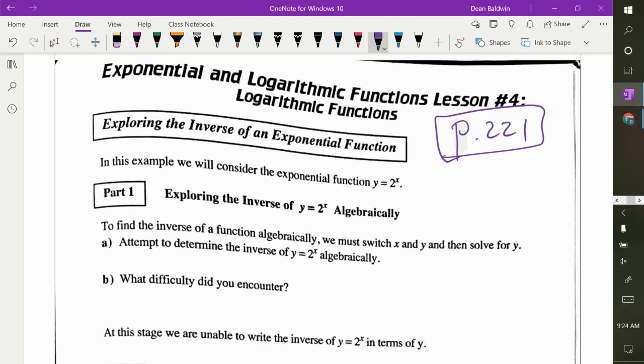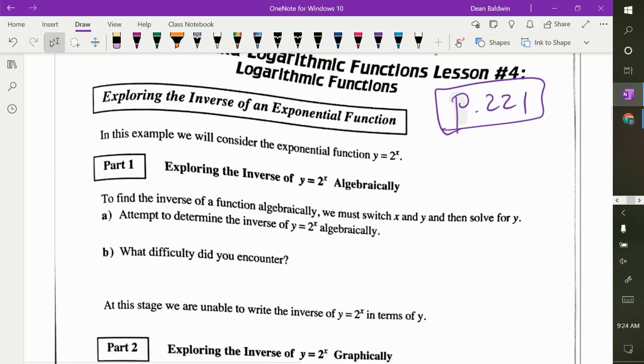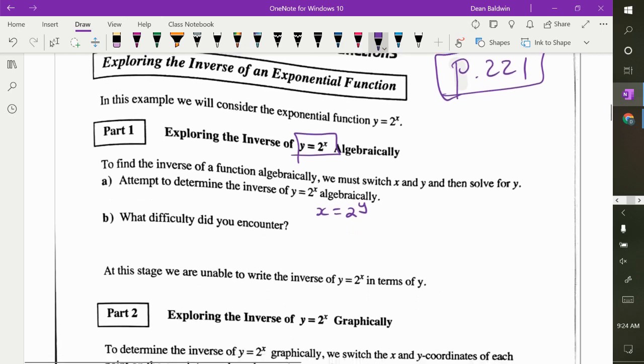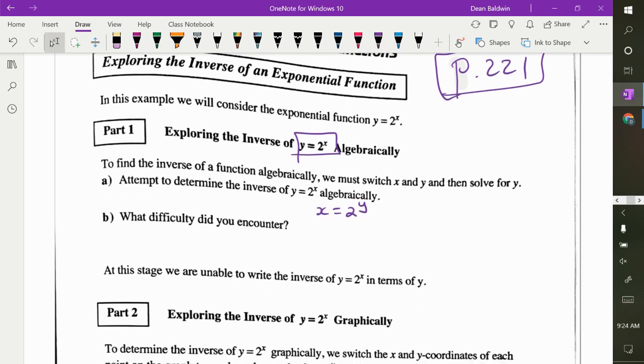So, if we have y is equal to 2 to the power of x, and I say find the inverse. How do you find the inverse of an equation? You flip x and y. So we flip x and y. We get x is equal to 2 to the y. And then what do? Okay, so you solve for y, right? How do you solve for y in this?